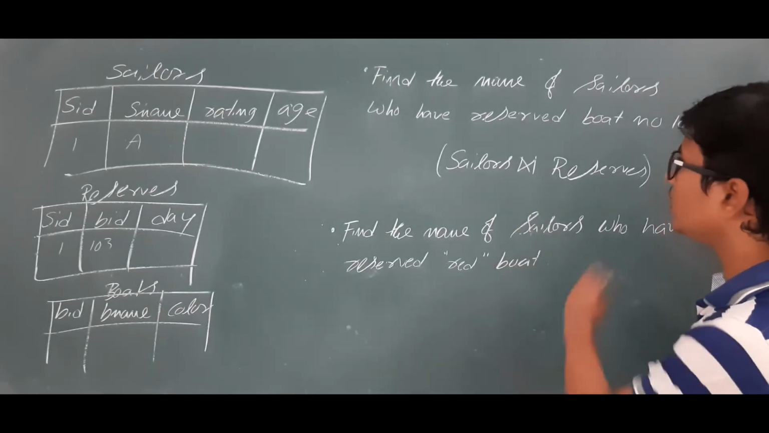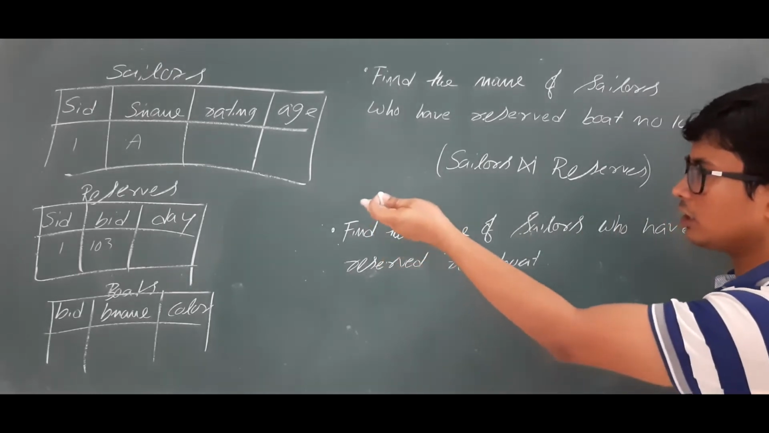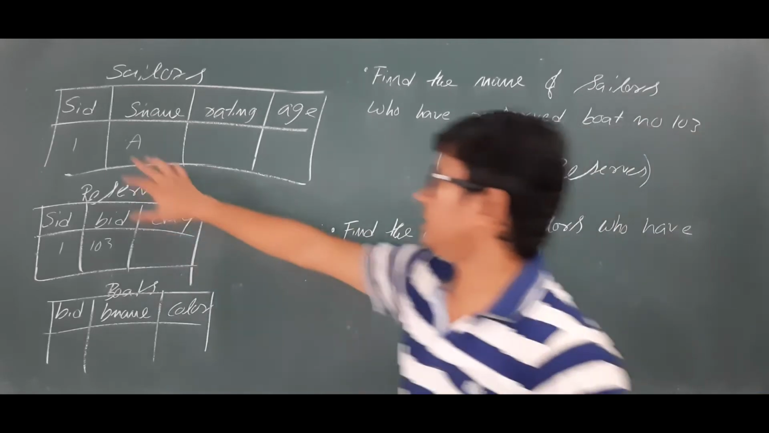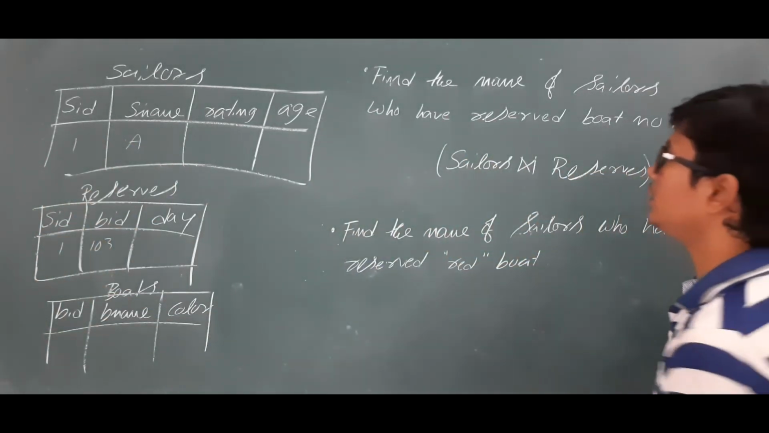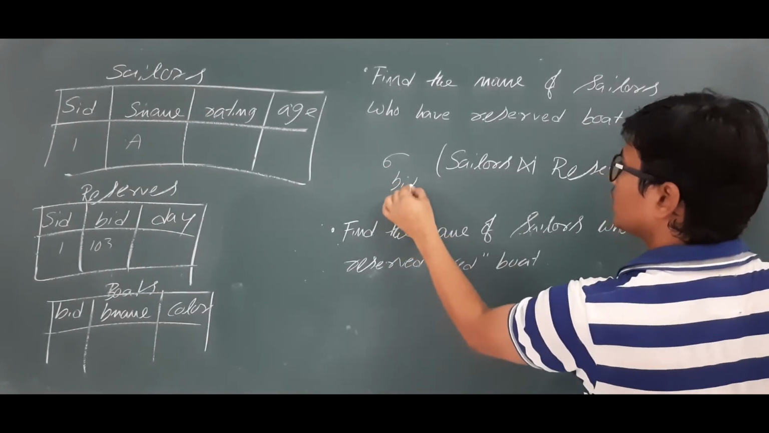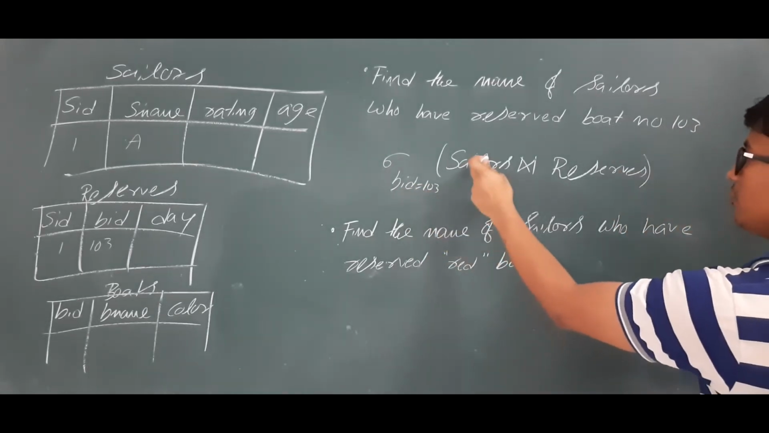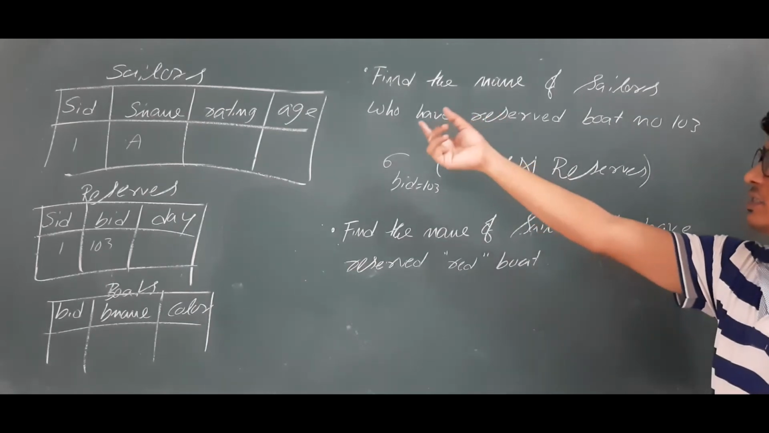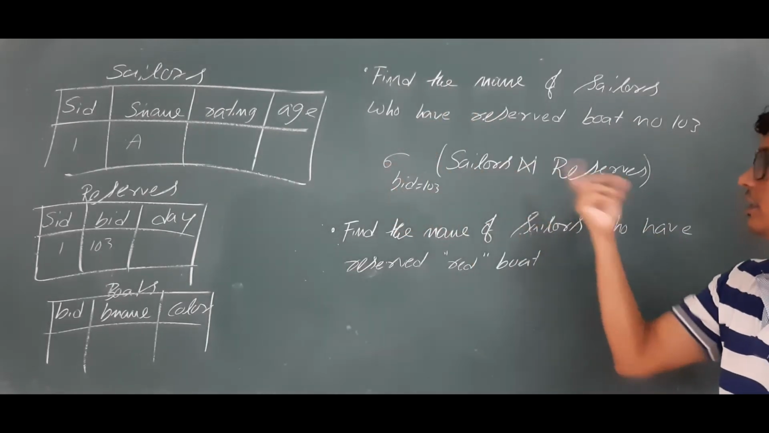Okay, then what they will do, they have applied the natural join, they will get all the tuples which are matching with the SID here and SID here. After that, they need to identify the tuples whose boat ID is equal to 103. So first it will give all the tuples which are satisfying the SID in the sailors and SID in the reserves.